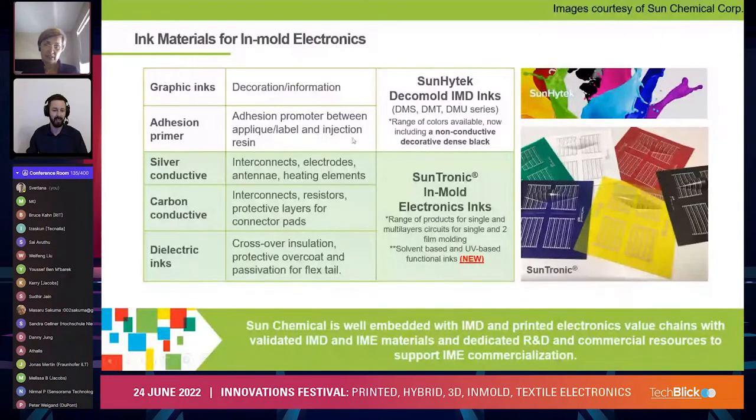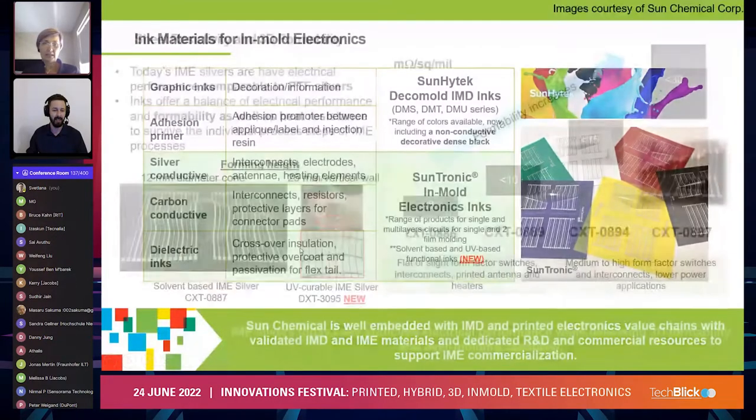Now, we do have, again, a full range of products for either single or multi-layer circuits, for either one film or a 2-film molding process. We have had our solvent-based range for a while, and now we are actually introducing some newest technologies from Sun Chemical. We have UV-based functional inks, mainly silver, and I'll have a little bit on those in the next slides.